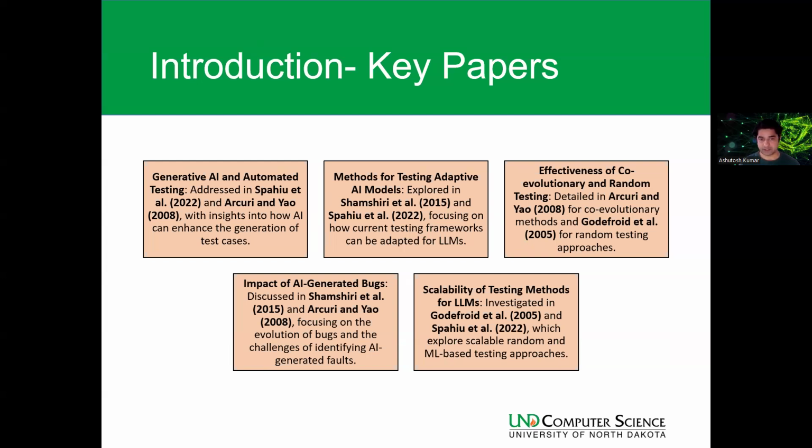Arcuri and Yao in 2008 and Gottfried et al. in 2005 explore the effectiveness of co-evolutionary and random testing methods. Sumsri also covers the impact of AI-generated bugs on current testing frameworks and addresses the issue of scalability when testing large AI models.